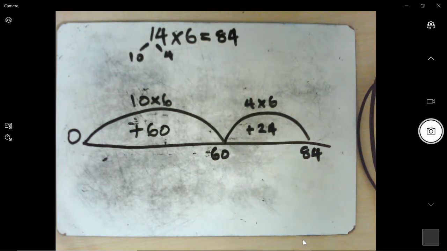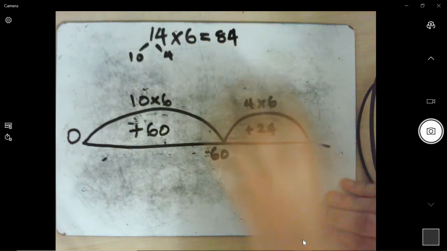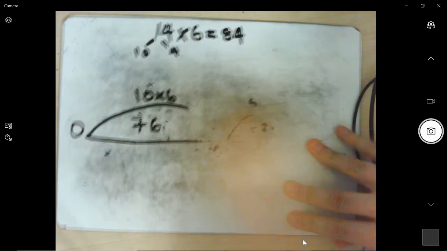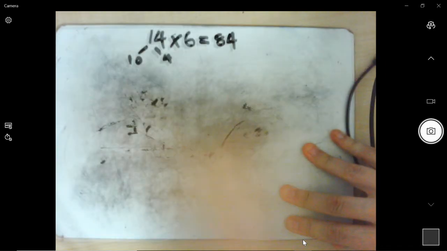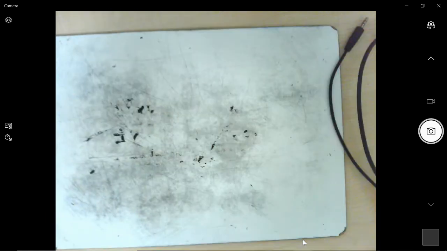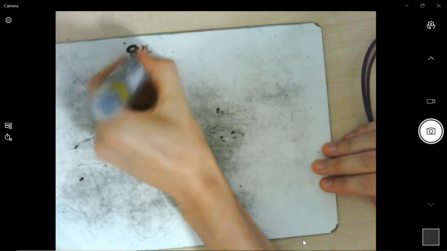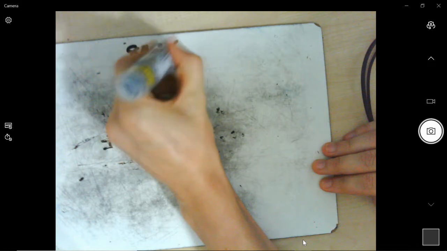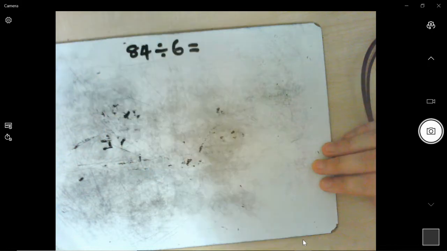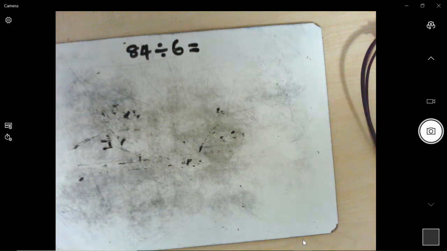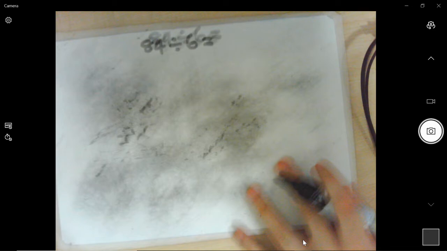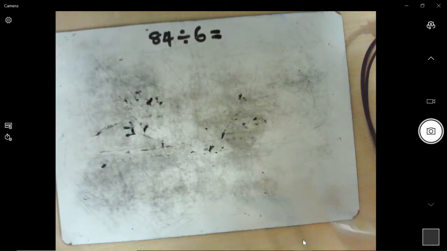Dividing on a number line is the opposite. So I'm going to show you using the same calculation. 14 times 6 is 84. Let's do 84 divided by 6. Now, we should know the answer is already 14 because we've just done 14 times 6 is 84. But on a number line, it's slightly different.